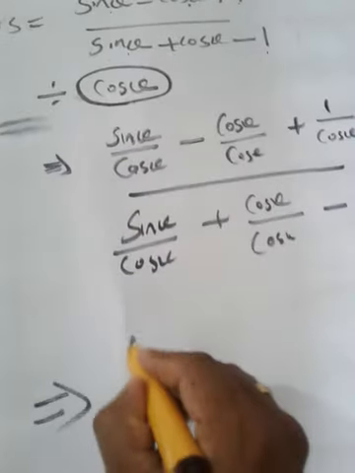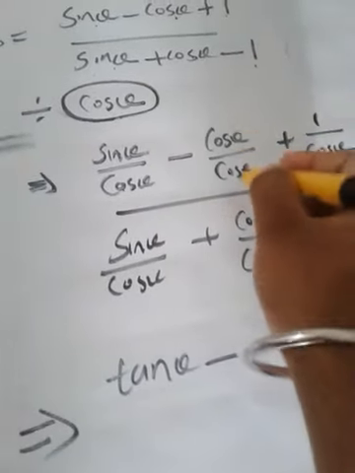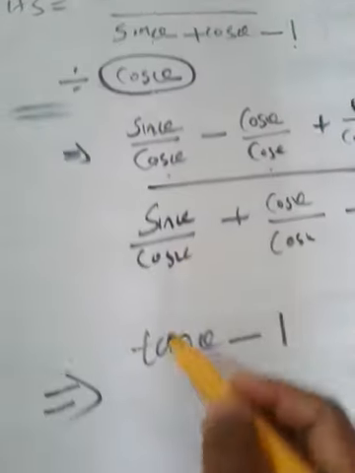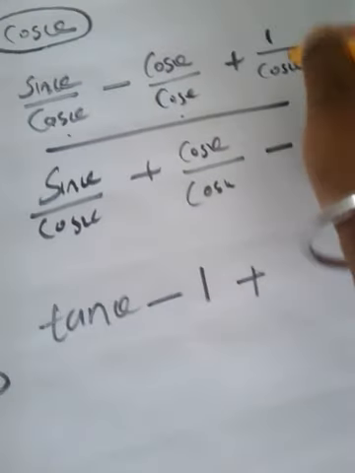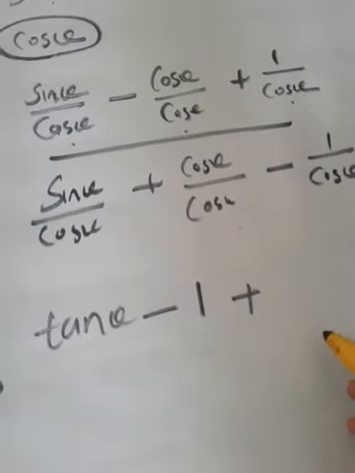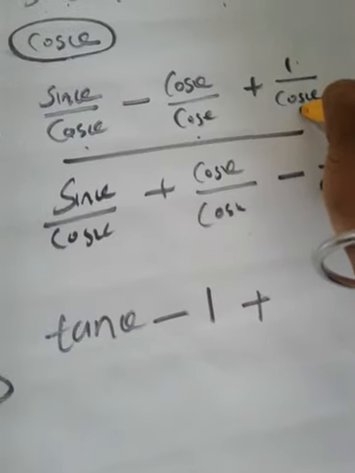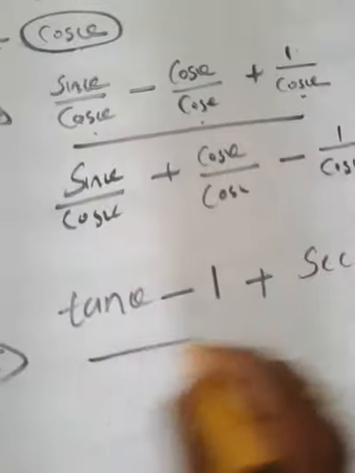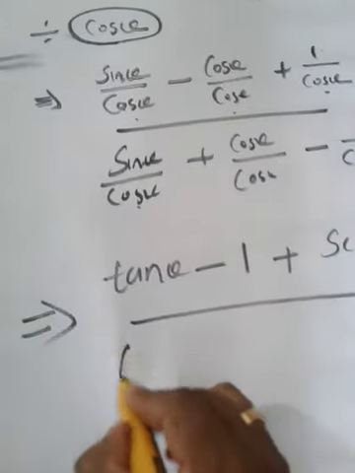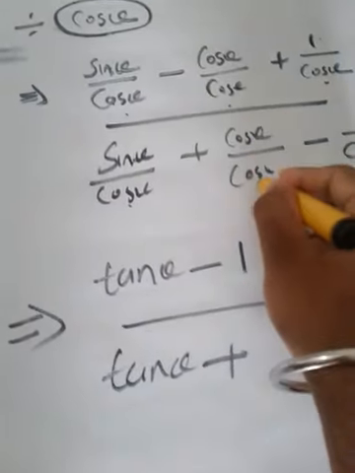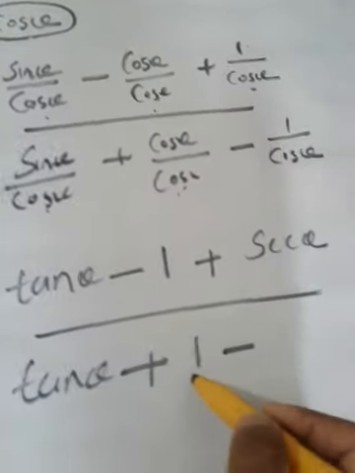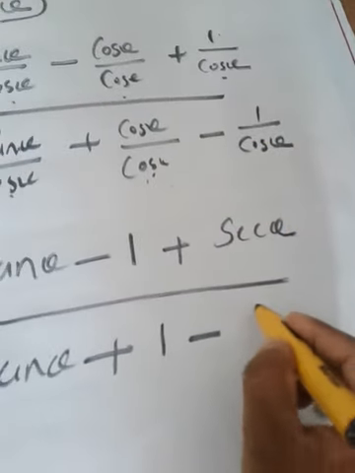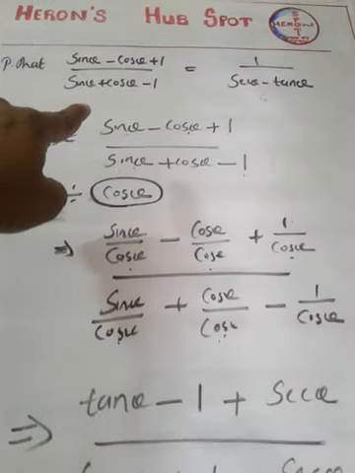What is sin theta by cos theta? Tan theta minus what is cos theta by cos theta? 1. Sin theta by cos theta is very simple, tan theta. Cos theta by cos theta is 1, plus what is 1 by cos theta? 1 by cos theta is nothing but the inverse of cos. Inverse of cos is what? Sec theta. You may have understood. And what is sin theta by cos theta? Again tan theta. Plus what is cos theta by cos theta? 1, because cos theta gets cancelled. We will get 1. Minus what is 1 by cos? 1 by cos means the inverse of cos. That is sec. See.